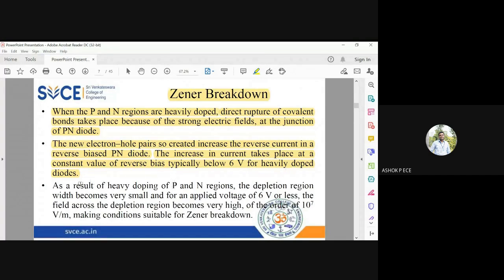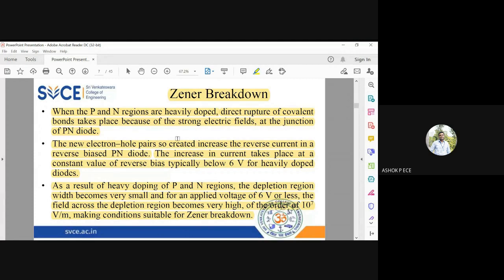So because of heavy doping of P and N region, the depletion region becomes very small, and even when you apply 6 volt or less, the electric field becomes very high across the depletion region, thereby facilitating the charge carriers to cross the depletion region and giving rise to reverse biased current at the breakdown voltage called as Zener breakdown. So the trick is there in doping only.